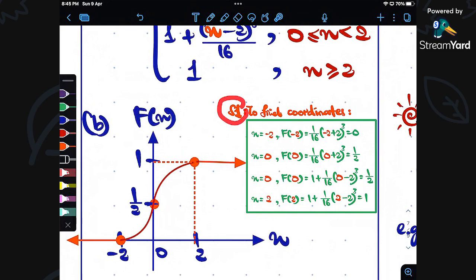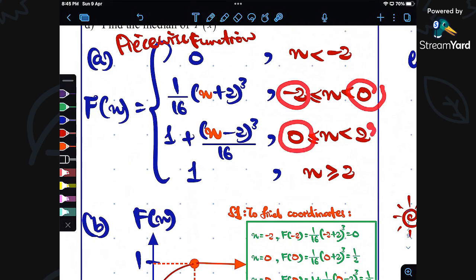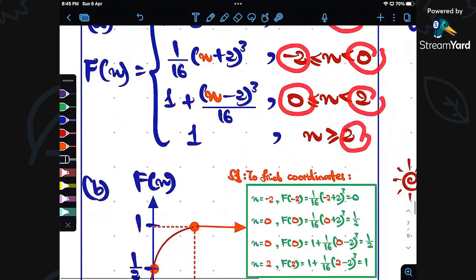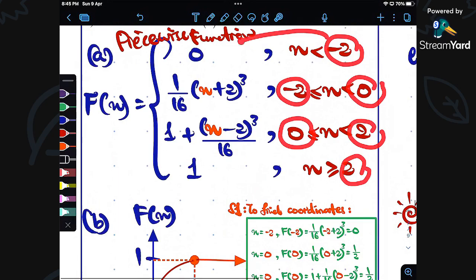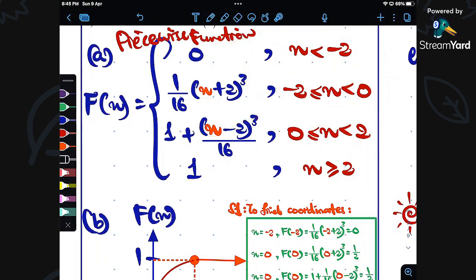Step 1 is to find the coordinates first, okay? We are going to find the coordinates from each of these limits. These are the limits, lower limit, upper limit. So we are going to use all of these limits and sub into each function there. We are going to sub into this variable x, including this number 1. We are going to compare the answers and then insert the coordinates into the graph.